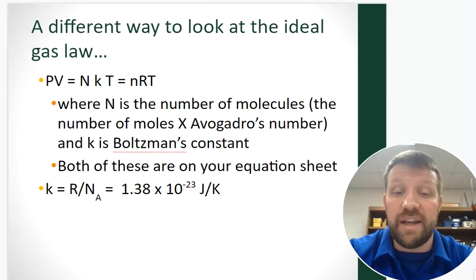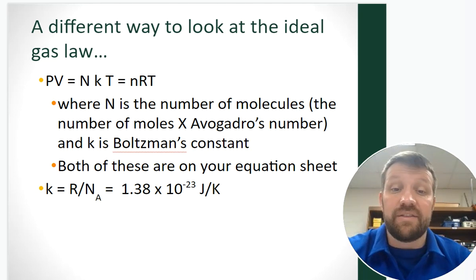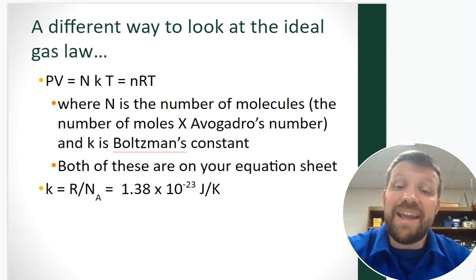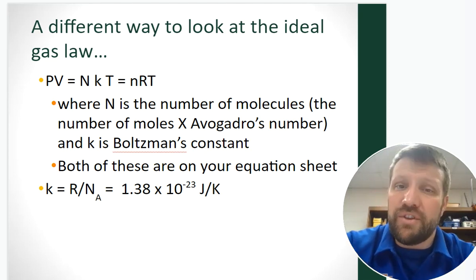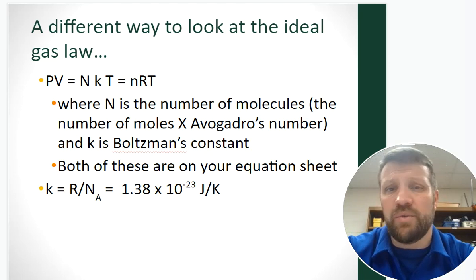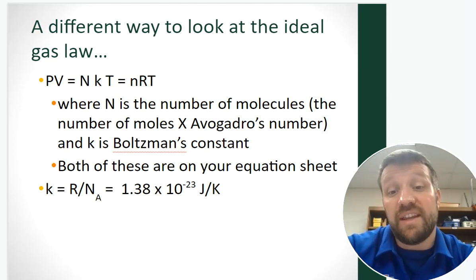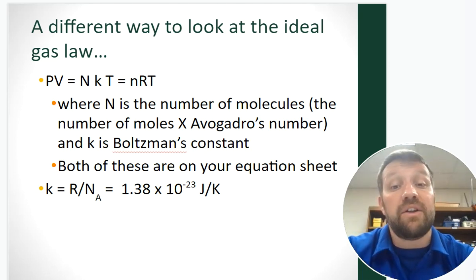A different way to look at this ideal gas law, and I think this is important, right? Instead of PV equals nRT, we've got PV equals NkT there, where N is the number of molecules, so the number of moles times Avogadro's number, and k is Boltzmann's constant, something a little bit different. But they're both on your equation sheet. And again, this is going to be something we'll see more in practice. I'm mentioning it now so that if you see PV equals NkT, we don't freak out and think that it should be nRT.